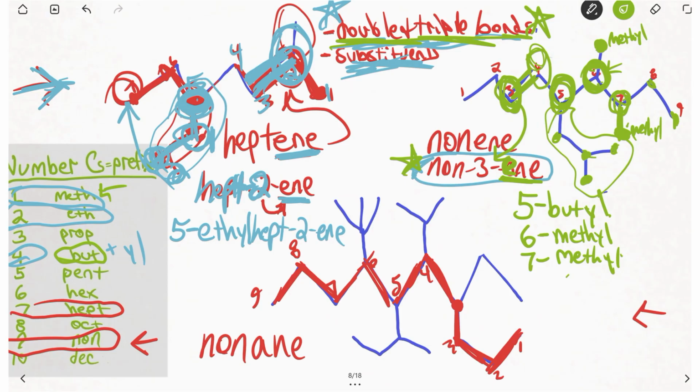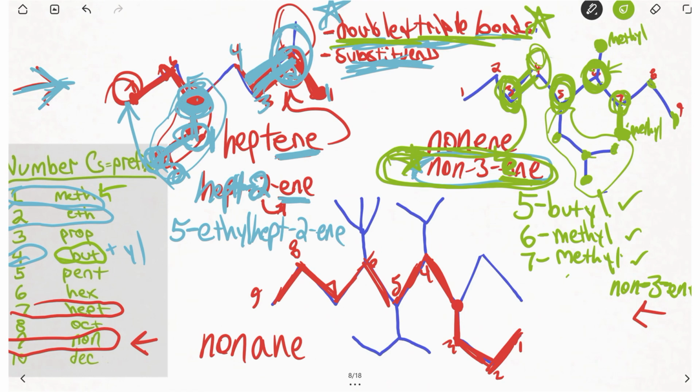We know the parent chain is going to be this non-3-ene, right? But then we have a butyl at carbon number 5 and 2 methyls, one at number 6, one at number 7. So what do we do? How do we name something like this when it has all these different details that we have to include? Well, we keep what I was teaching at the beginning, which is the parent chain, non-3-ene. So that's going to be at the end, because that's really the root. That's what all this stuff is branching off of. That's going to be at the end.